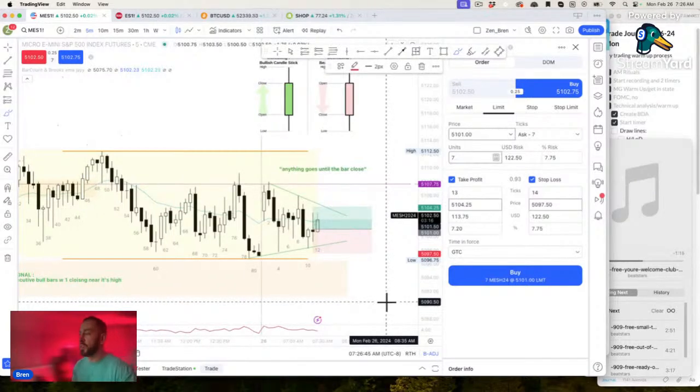It's the bears and the bulls battling it out. Will the bulls break out or will the bears break out? What's it gonna be?